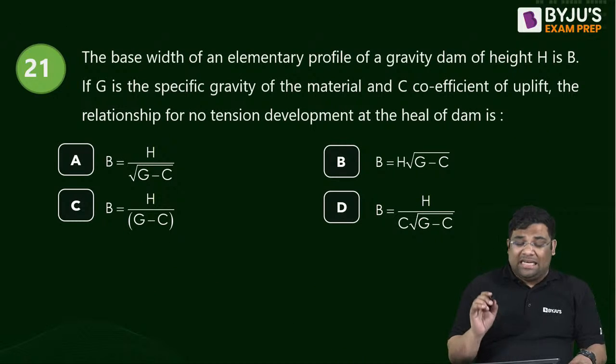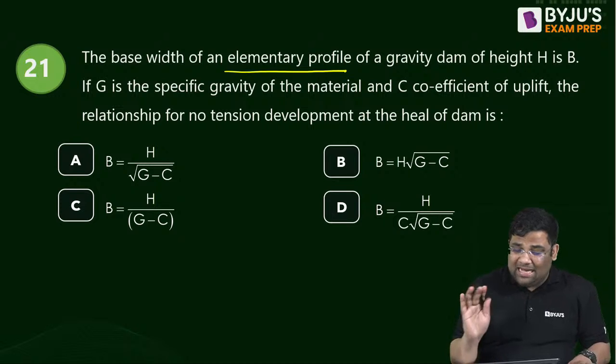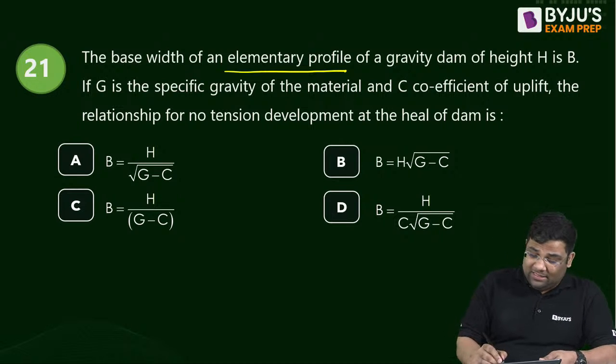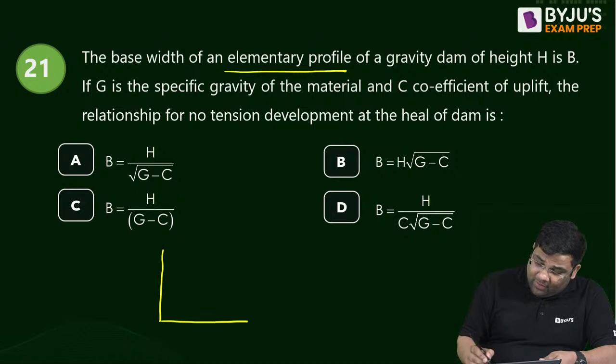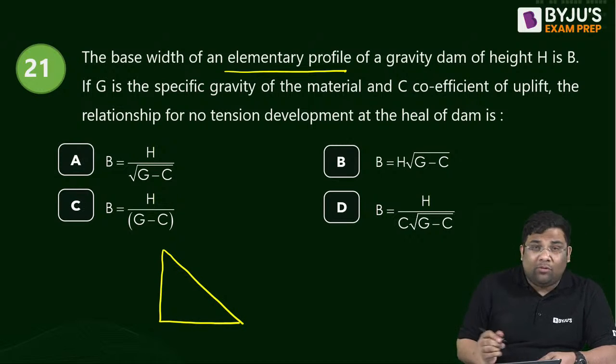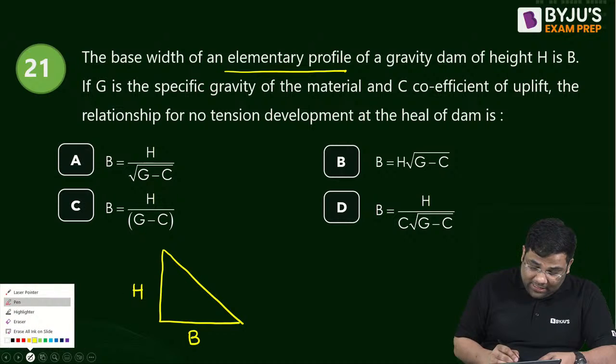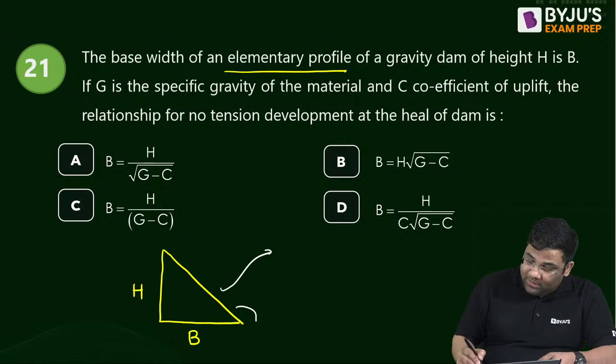Okay, question 21. The elementary profile. I'll explain it to you. The elementary profile of a gravity dam is a triangle. I'll write down the direct formula for you; remember it. I don't have so much time to derive it. This is H, this is B, the triangular profile. And here we have two conditions.